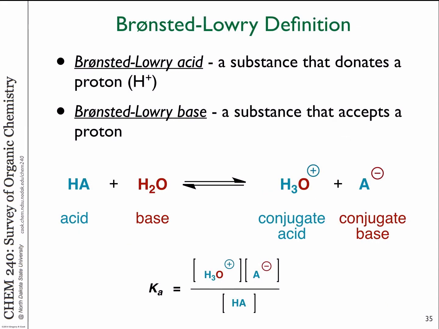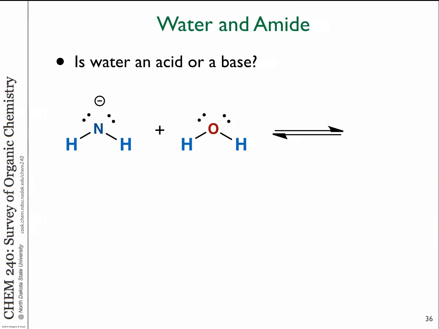Okay, so the Bronsted-Lowry acid-base definition is a little bit broader than the Arrhenius. It's not just hydroxide. It's what gives up a proton and what accepts a proton. Okay, but even that's somewhat of a very specific definition. There are other kinds of bases as well.